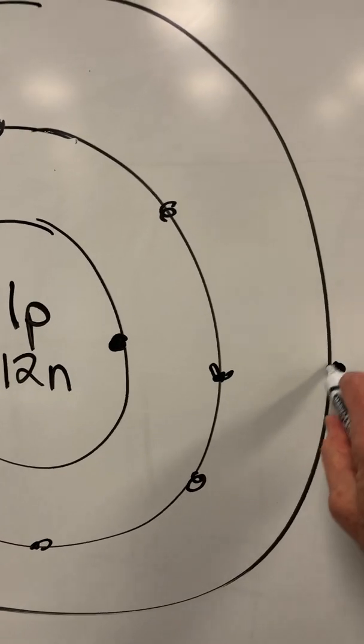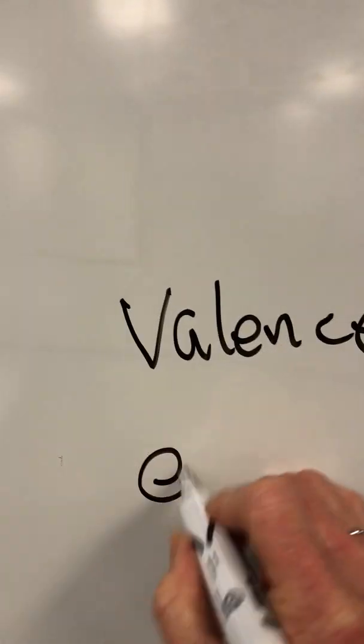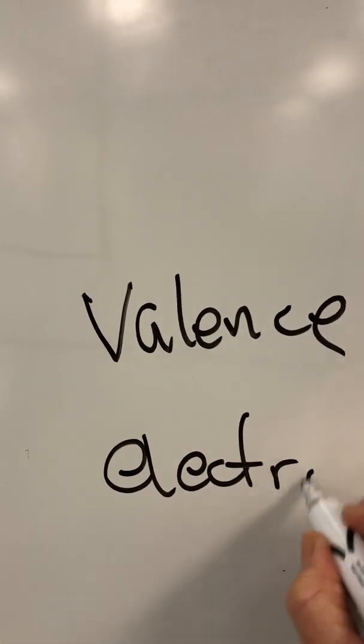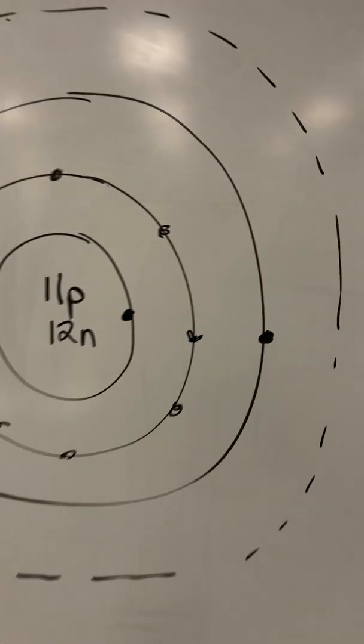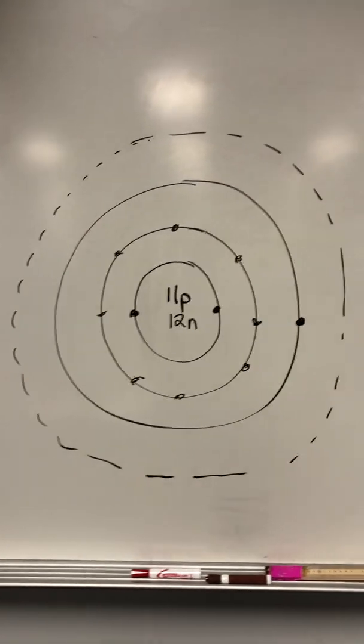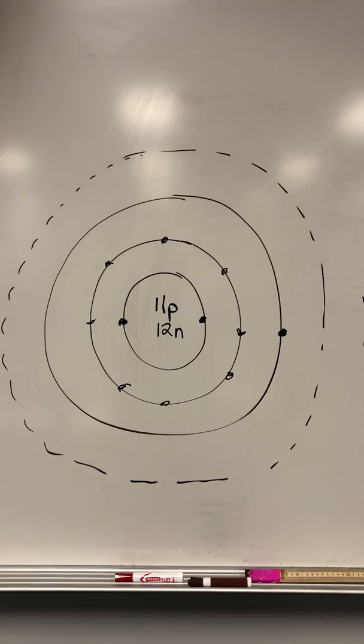So now we have a new concept, and that is something called a valence electron, or valence electrons. We're going to learn about those with our periodic table trends. Sodium only has 1. Valence electrons are the number of electrons found in the outermost energy level.